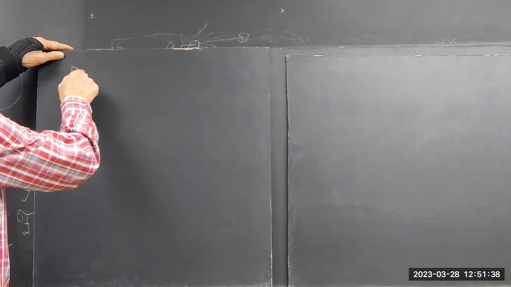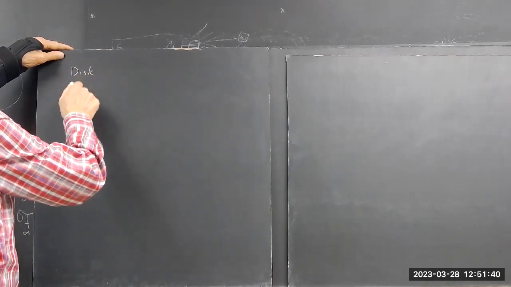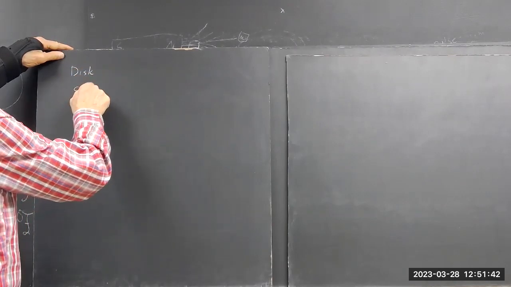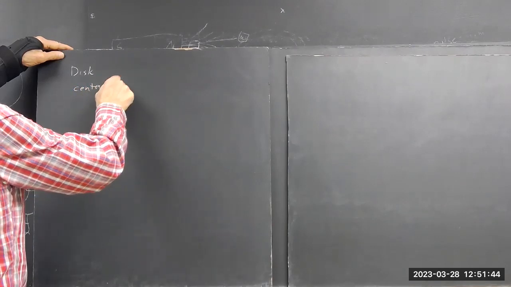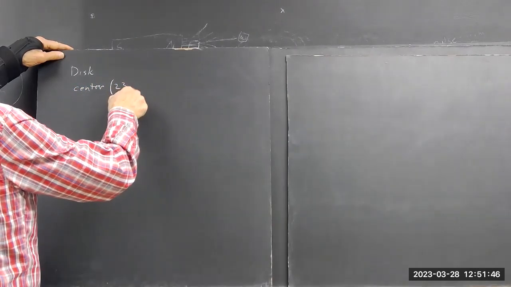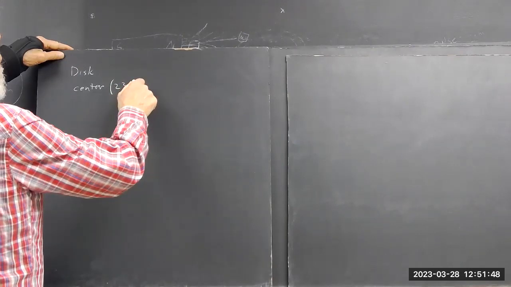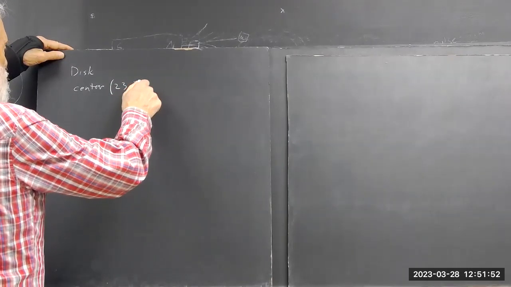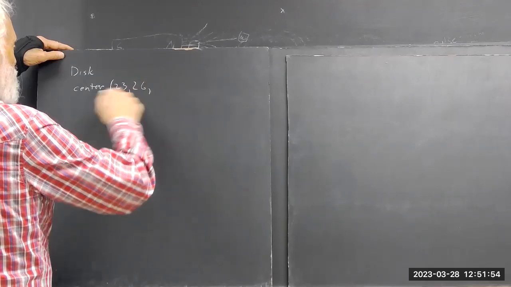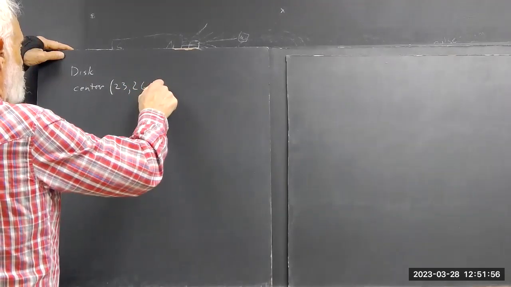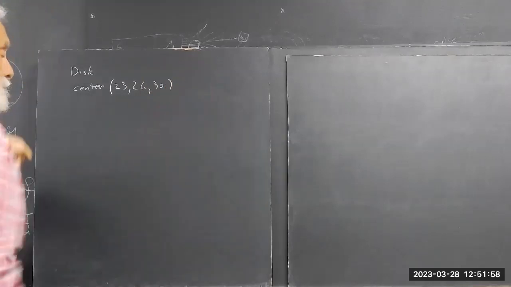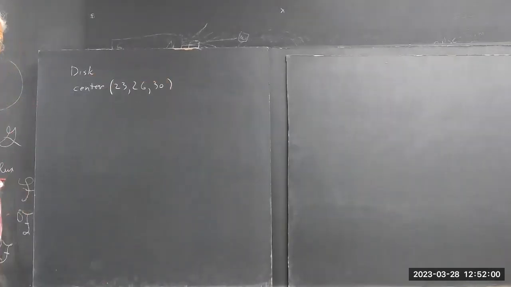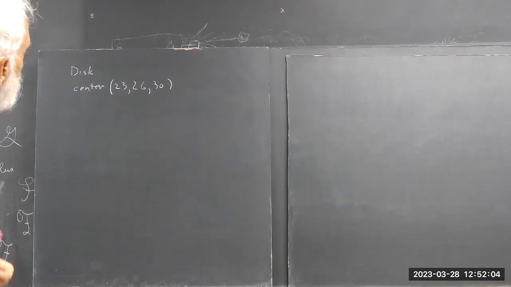So we have a disk. Let's say the center is 23, 36. Those wouldn't be very good numbers, but they're still in the same ballpark.